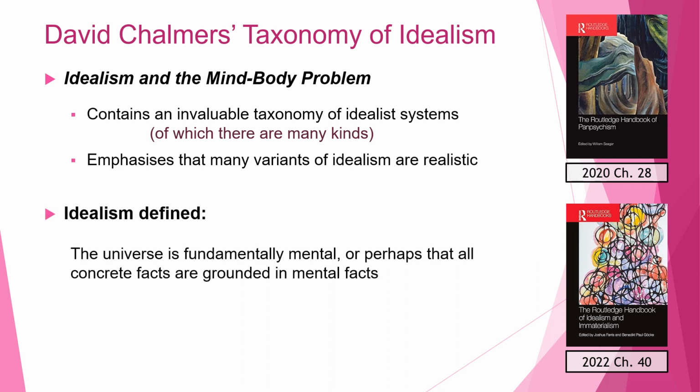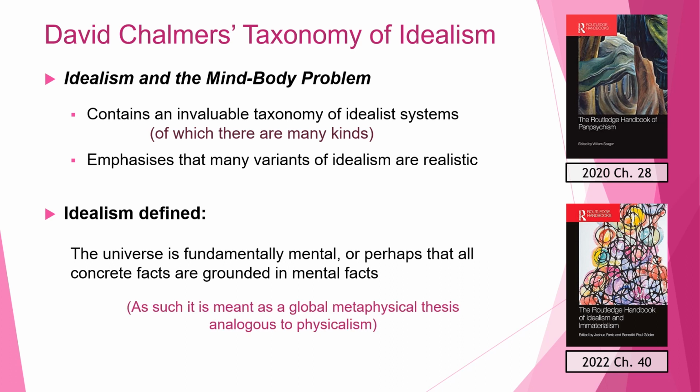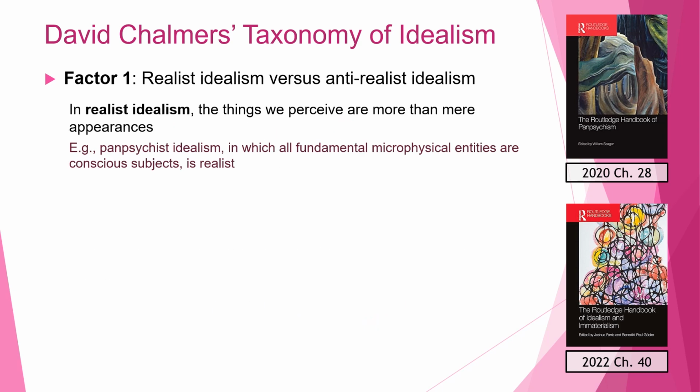David's definition of idealism is that the universe is fundamentally mental, or perhaps that all concrete facts are grounded in mental facts. He remarks that, as such, it is meant as a global metaphysical thesis, analogous to physicalism. His classification of different variants of idealism is made in terms of three factors. Factor 1, realist idealism versus anti-realist idealism.